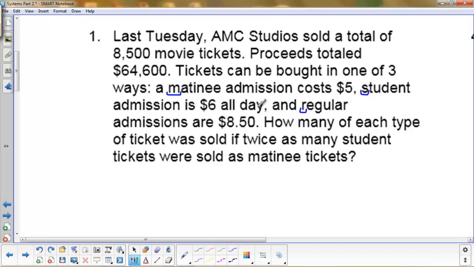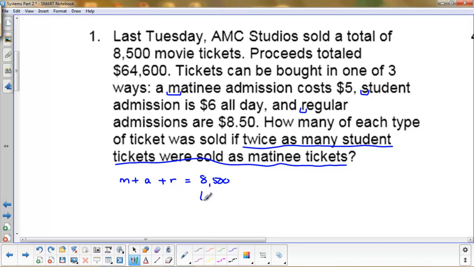Okay. How many of each type of ticket was sold if, and there's a sneaky little addition to the problem, but we already are familiar with the fact that if there are three variables, there needs to be three equations as well. So I'm going to go ahead and do M plus S plus R equals 8,500. That's the total number of tickets, so value on each of these numbers is not used.